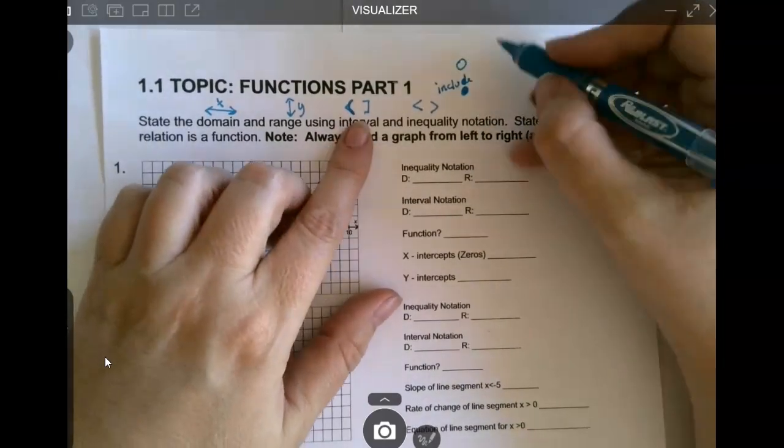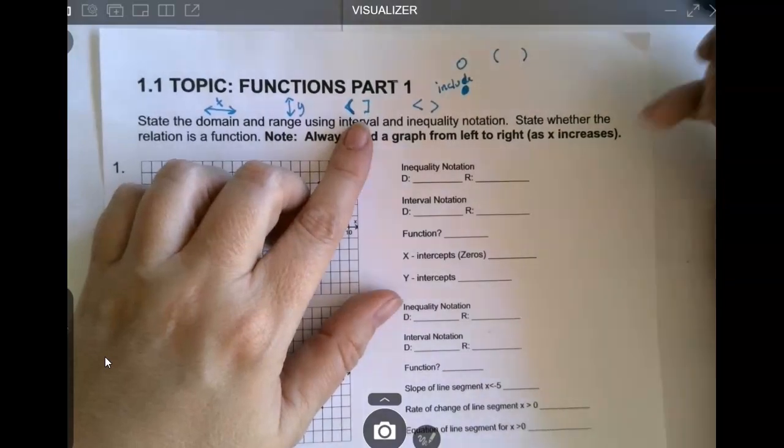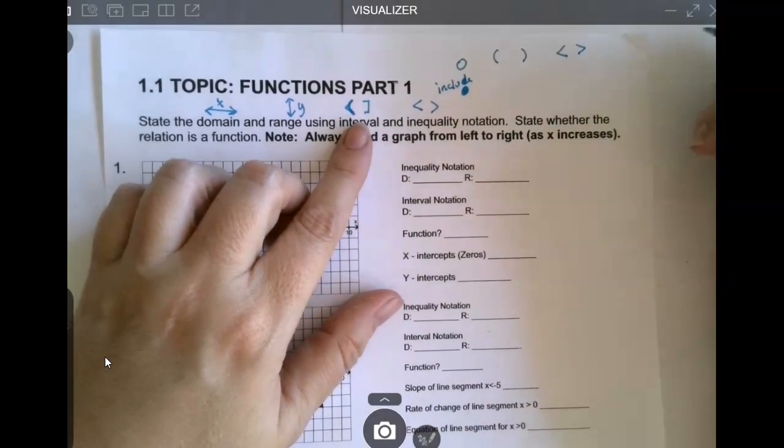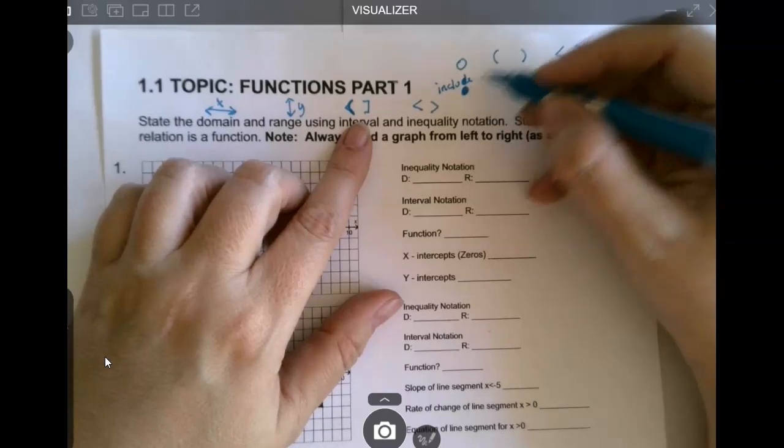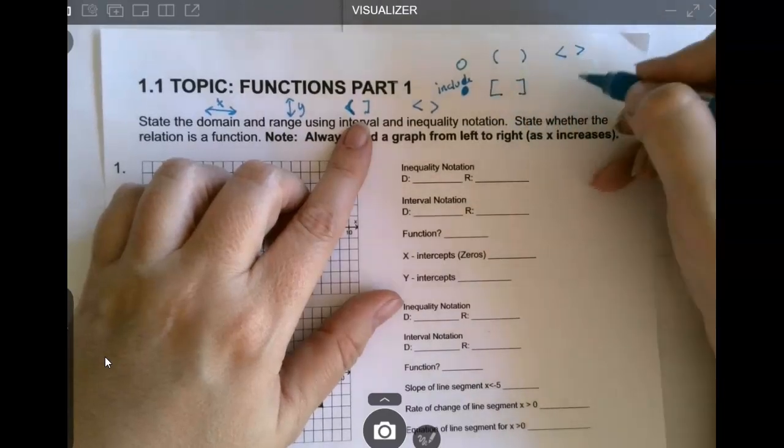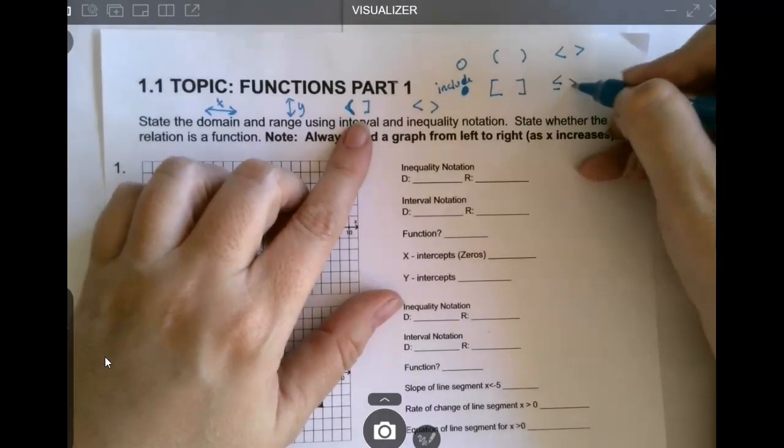So if it's an open circle, it's going to have the curved brackets, or it's going to have the less than or greater than. If it's the one that includes the colored dot, it's going to be the square brackets, or it's going to be the less than or equal, or greater than or equal.